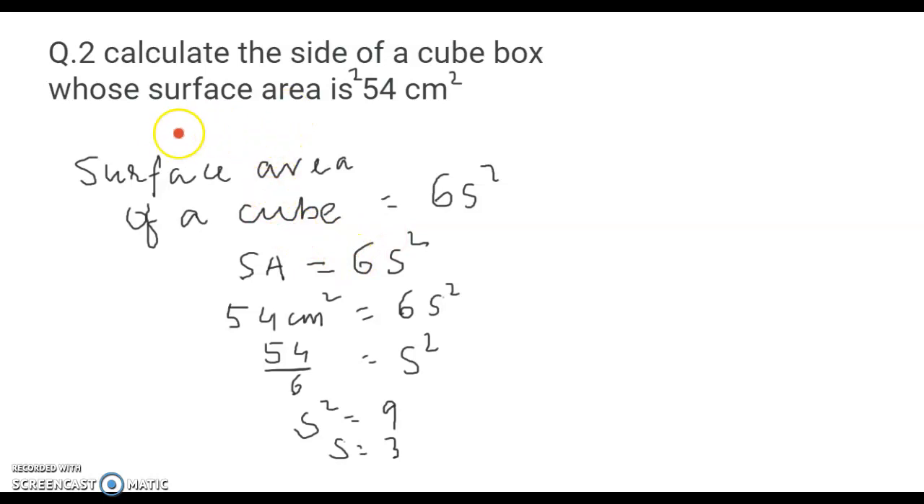Anyways, for this example, SA is equal to 6S square. SA is surface area. It can also be said as total surface area. Total surface area is equal to 6S square, and we are given the total surface area is 54 centimeter square. So 54 centimeter square is 6S square. S square is equal to 54 by 6. S square is equal to 9. So side is equal to 3. So the answer is the side of the cube box is 3.